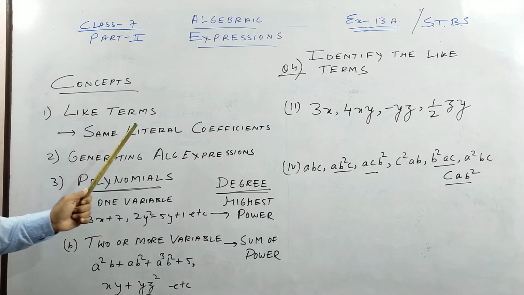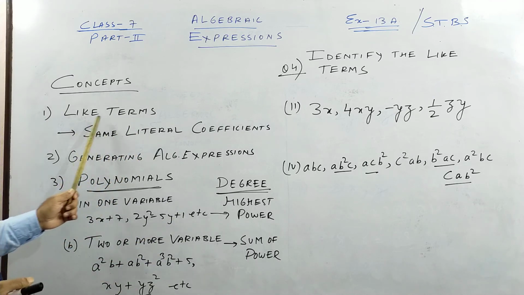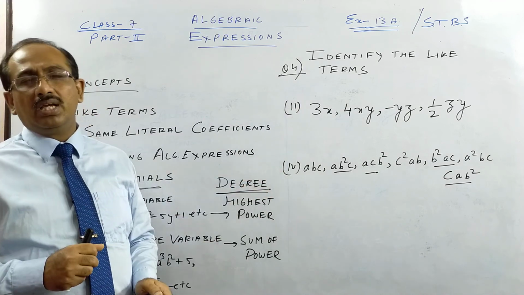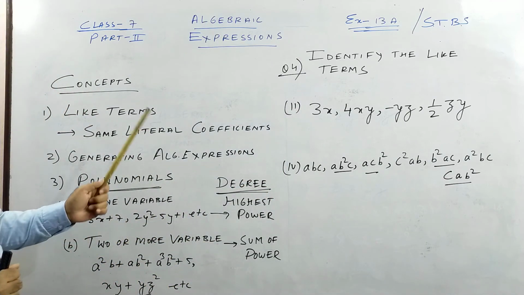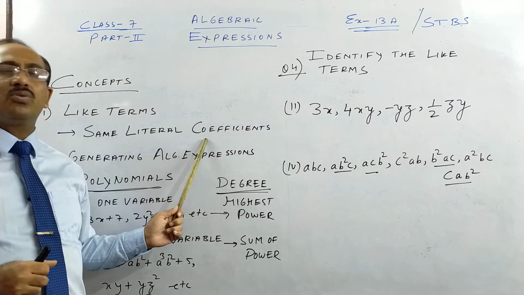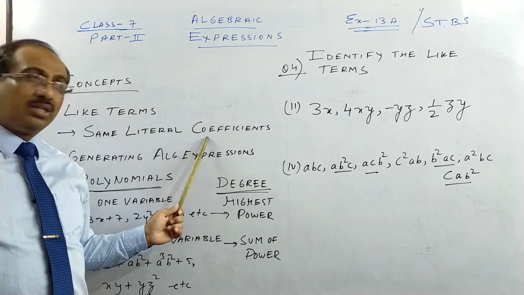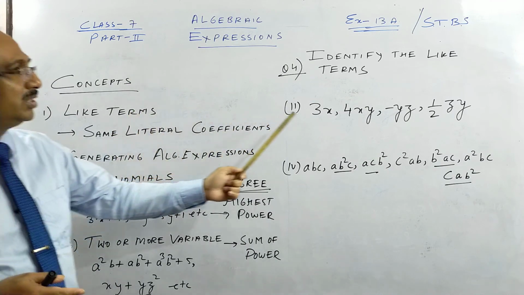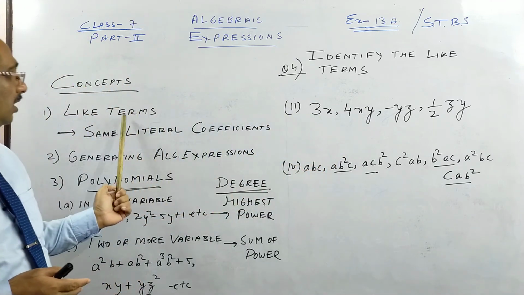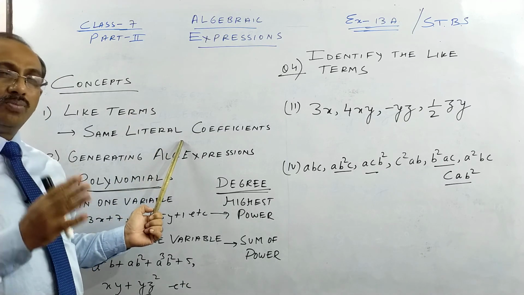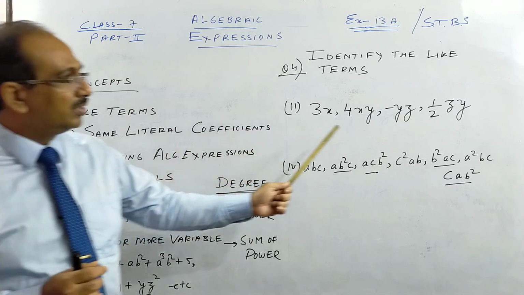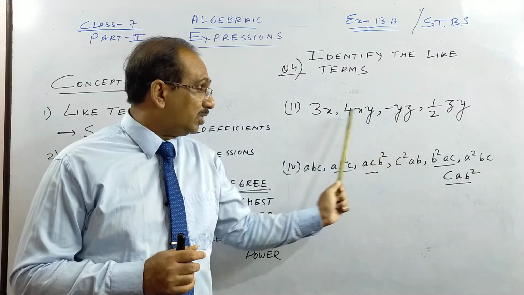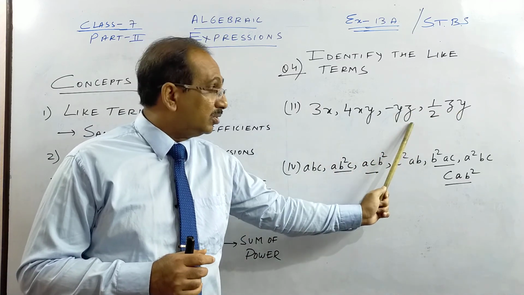So before I go to this, just a small thing. What are like terms? Because I start with question 4. Questions 1, 2, 3 I have done in my part 1. So like terms, you see, have the same literal coefficient. Literal coefficient I have explained to you in part 1 of my lesson. Their literal coefficients are the same, not the numeral coefficient. If you see these two, they have the same yz literal coefficient. Don't see the numeral coefficient. So these two are like terms.